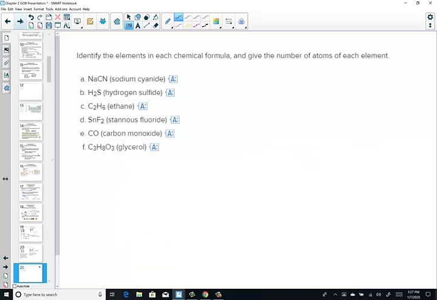Identify the elements in each chemical formula and give me the number of atoms of each. Now let me model using letter A, and then I'd like you to pause to complete that as you proceed. So NaCN is our first letter A example. What I'd like to see on your paper is Na standing for sodium. How many sodiums in that formula? Well, the subscript next to it is 1. Even though it's not written, if a subscript isn't present, you know it's a 1.